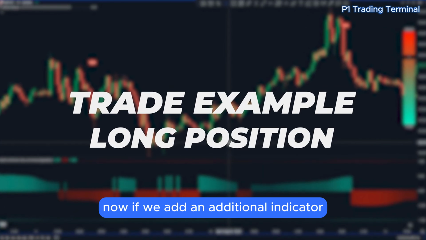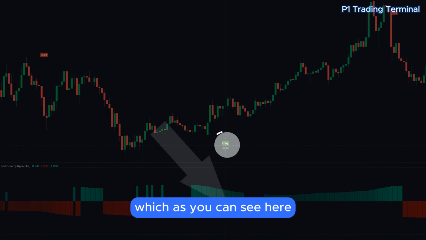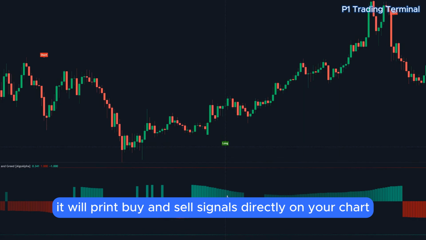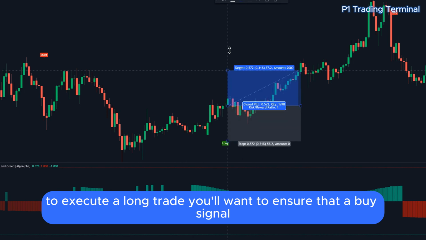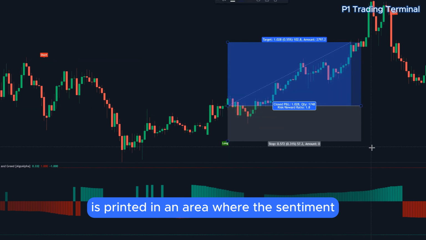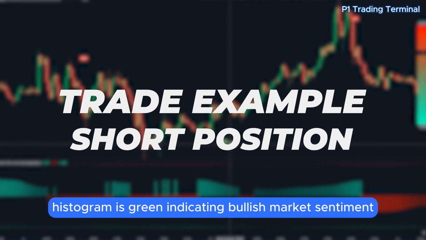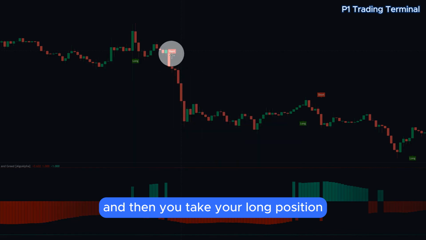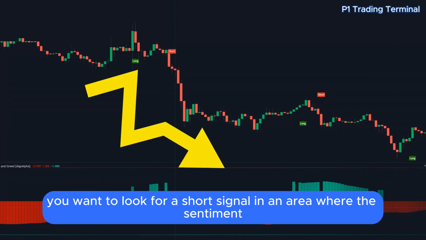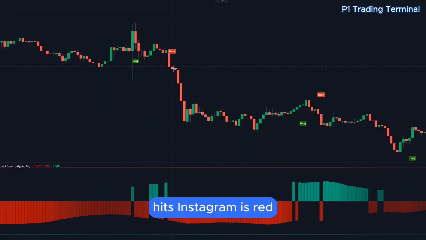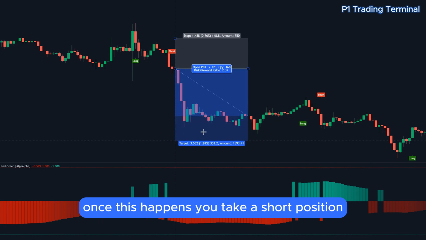Now, if we add an additional indicator such as the Pine Trades Market Beacon, which as you can see here, will print buy and sell signals directly on your chart. To execute a long trade, you'll want to ensure that a buy signal is printed in an area where the sentiment histogram is green, indicating bullish market sentiment, and then you take your long position. Now for a short position, you want to look for a short signal in an area where the sentiment histogram is red, indicating a bearish sentiment. Once this happens, you take a short position.